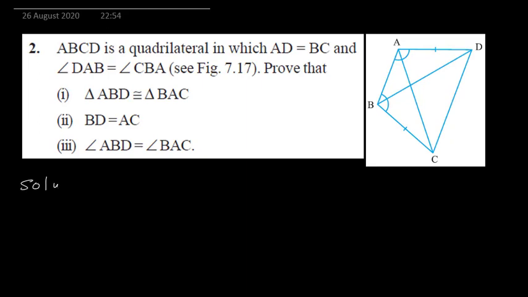Before the solution, you first observe your diagram carefully. You have to prove triangle ABD, so you take this triangle. Now in triangle ABD and triangle BAC, we can figure out that AB is common.